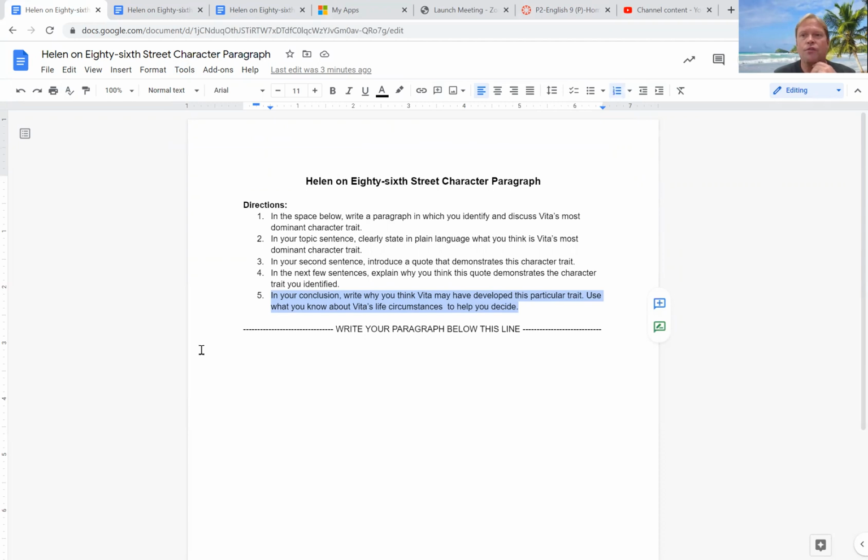All right, then check it over. Make sure every sentence is complete. Make sure that they all go together. Make sure your paragraph is indented. Spelling, grammar, everything counts.